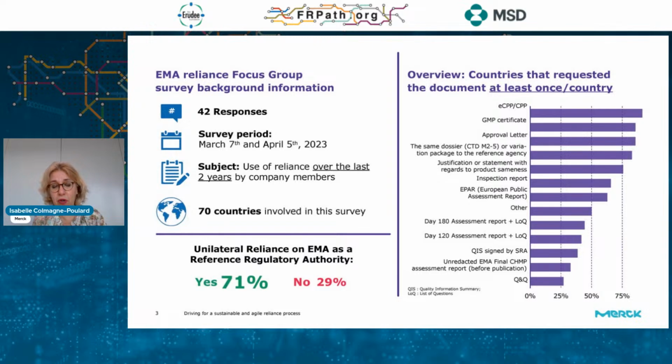The survey on use of unilateral reliance over the past 2 years was conducted with 70 countries. It was with our member companies, and we asked a few questions around the use of reliance over the past 2 years. We obtained 42 responses, and we could see that in 71% of cases, EMA had been used as the reference agency. There were also other instances like national member states, of course, but 70% at least used EMA.